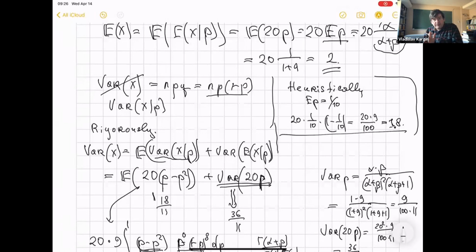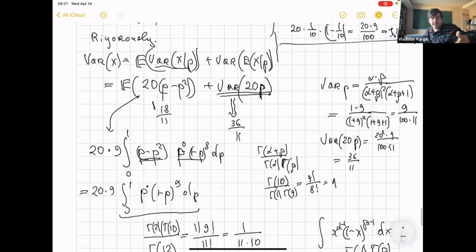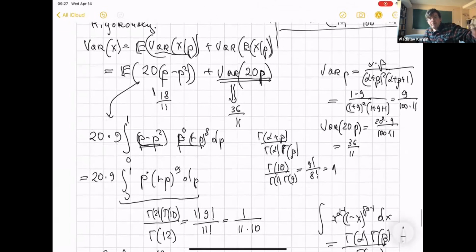But it turns out that there is also a portion which comes from the fact that P is changing from day to day. So there is a portion which comes from P being very small on one day and very large on the other day. And it turns out that this is a very significant portion. It contributes more than half of the variance to the variance of X.